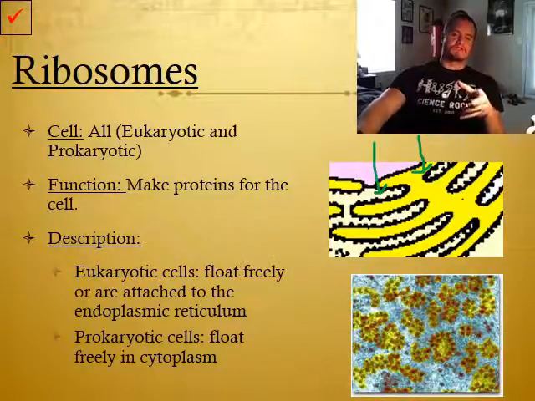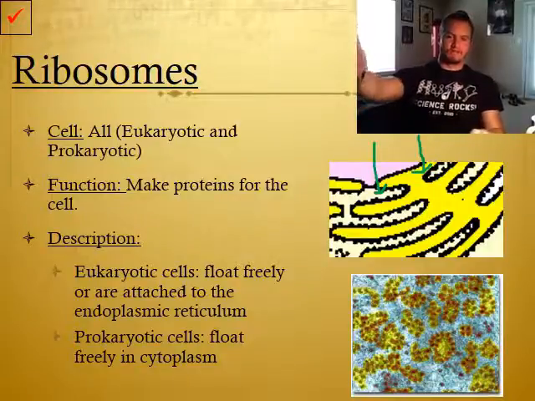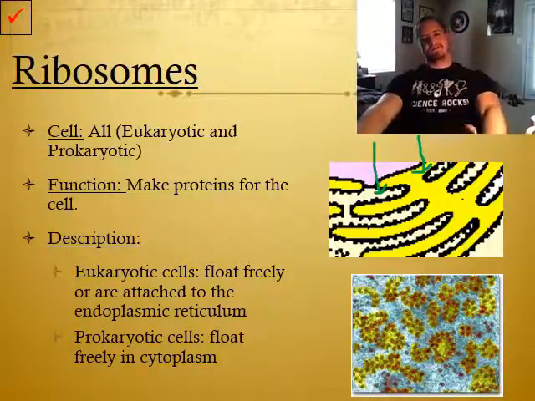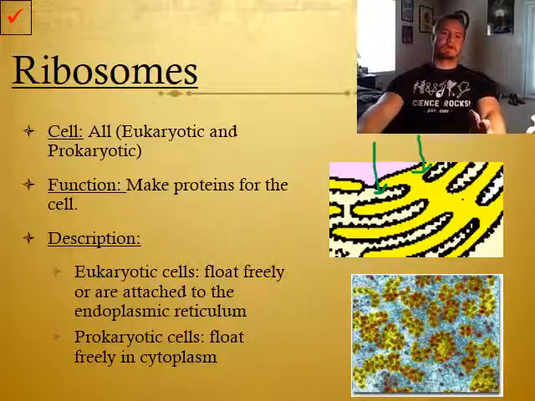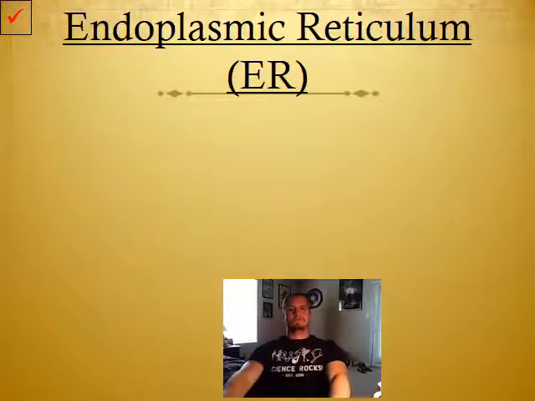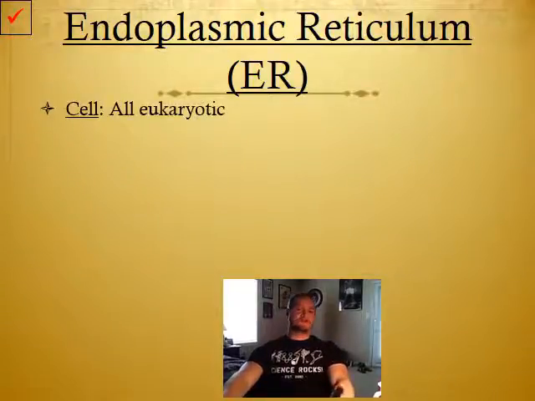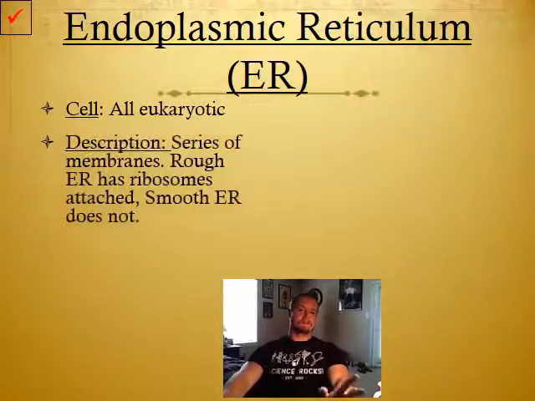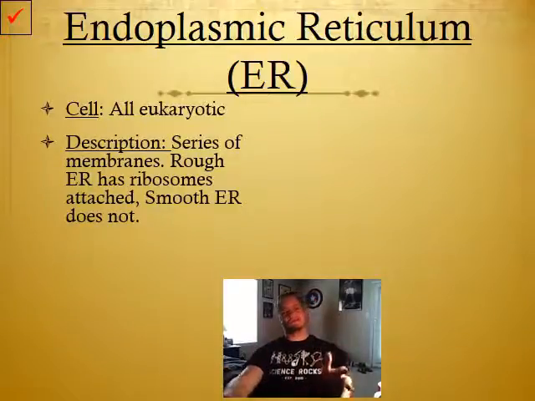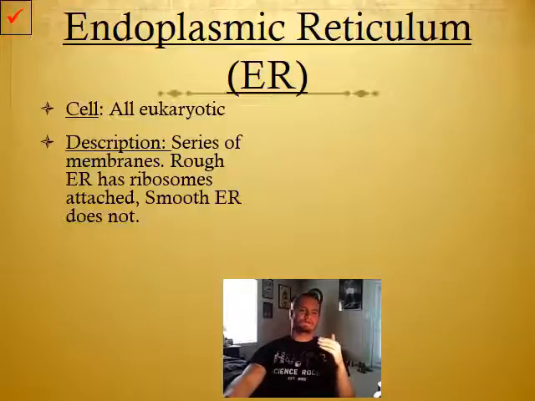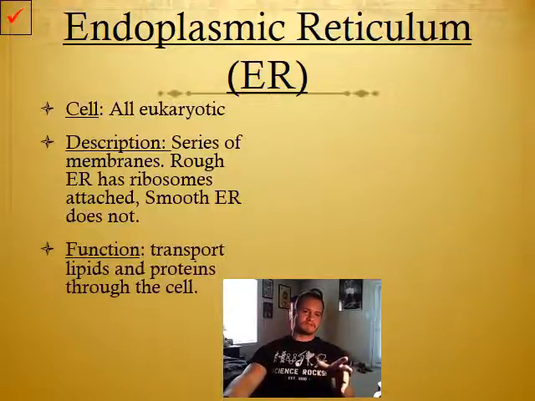So in an actual cell, it looks something similar to this second picture down here. Once again, the yellow being the endoplasmic reticulum and the red dots being our ribosomes. So speaking of the endoplasmic reticulum, or ER, it's found in all eukaryotic cells, and the description is it's a series of membranes. The rough ER has ribosomes attached, and the smooth ER does not. Now this comes into play later, because the function is they transport lipids and proteins through the cell.